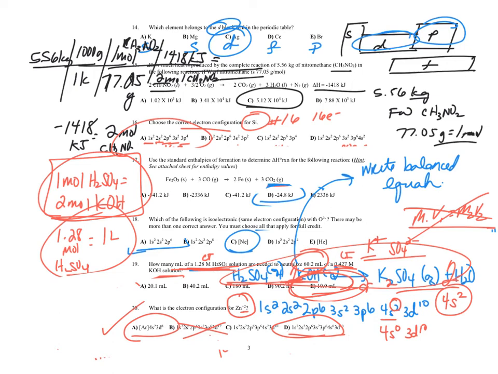All right, that is the end of your multiple choice questions. Now you have your open response questions. Okay, so in your open response questions, this is Hess's law. I told you would have Hess's law.